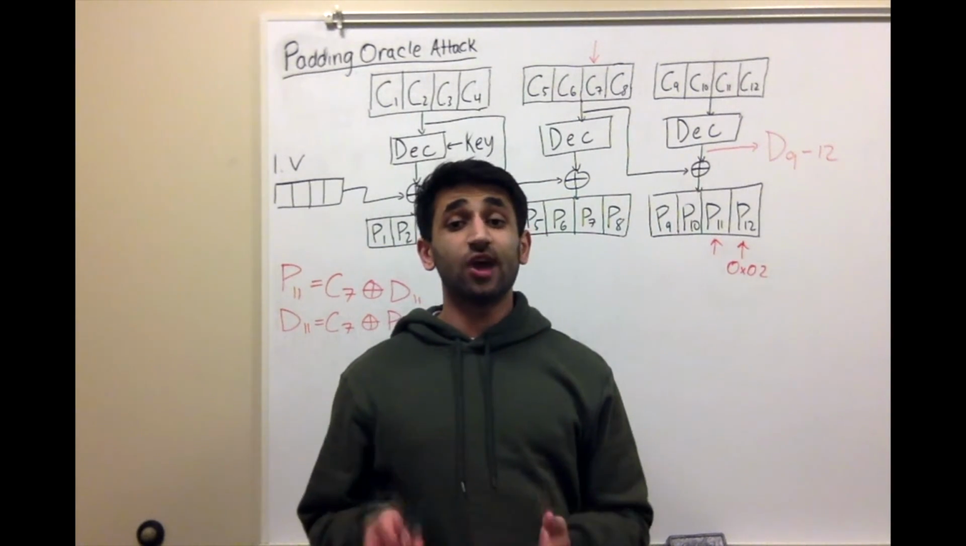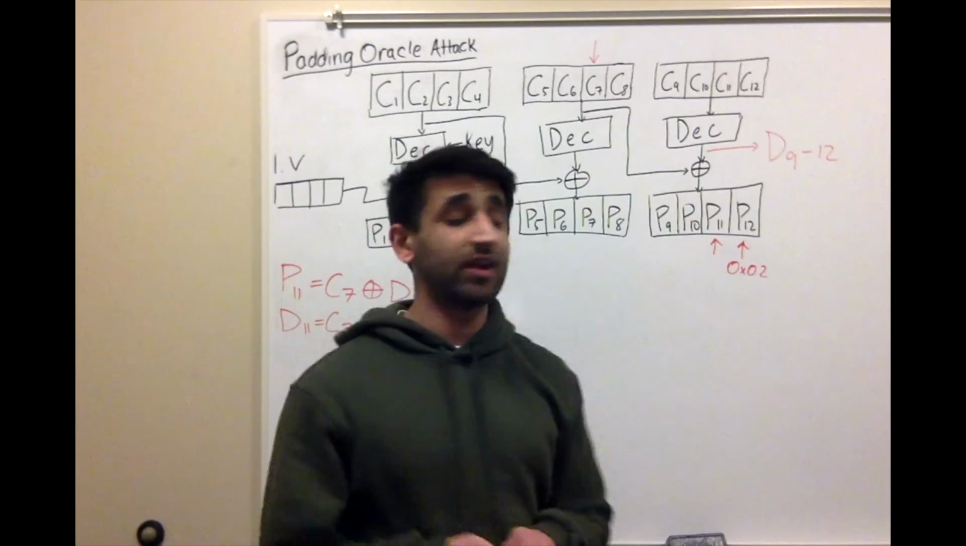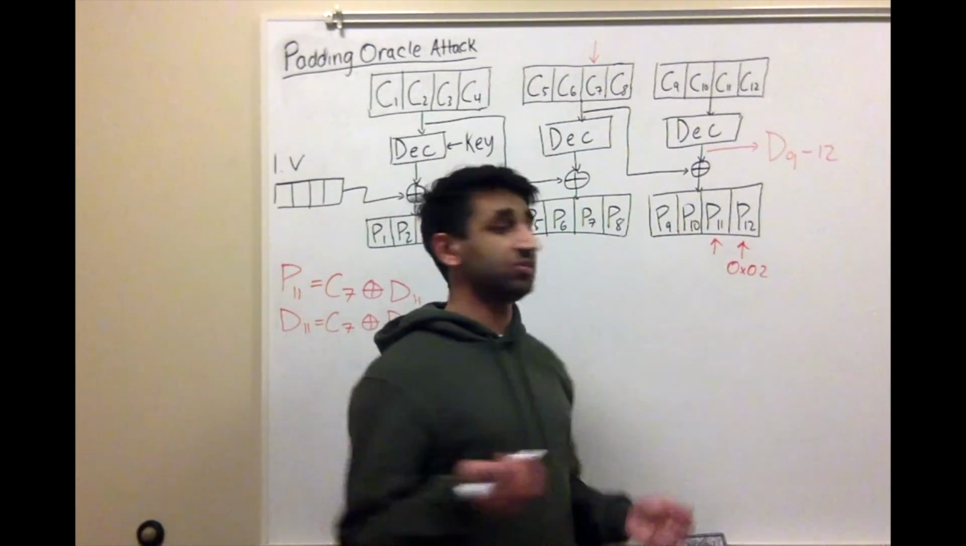Assuming that she did not change C7 in any way, chances are C7 is some random value, let's say 0xAB.